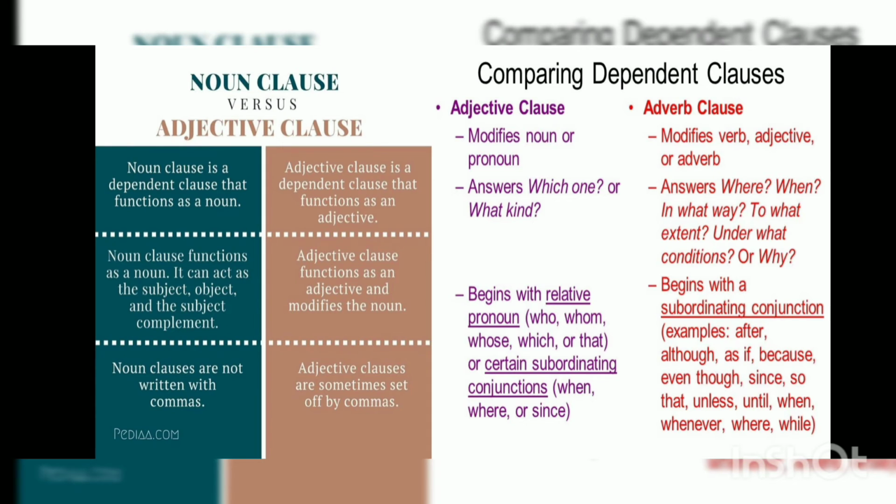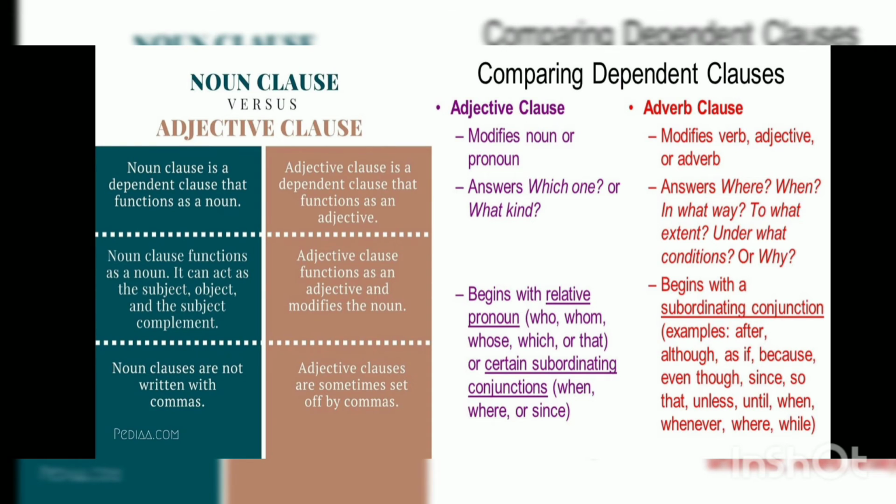Basically, it means that sometimes we don't use commas in the adjective clause. Now let's see the comparison between adjective clause and adverb clause. Adjective clause modifies nouns or pronouns. Answer which one or what kind. Begins with the relative pronoun who, whom, whose, which or that, or certainly subordinating conjunction when, where or since.